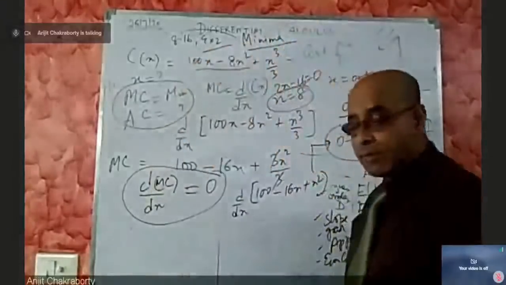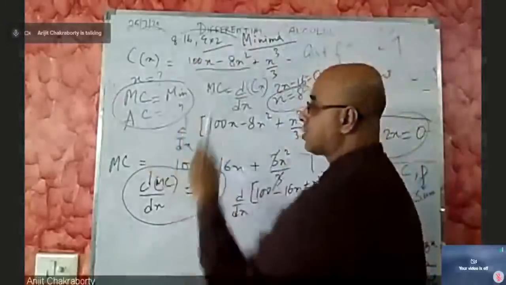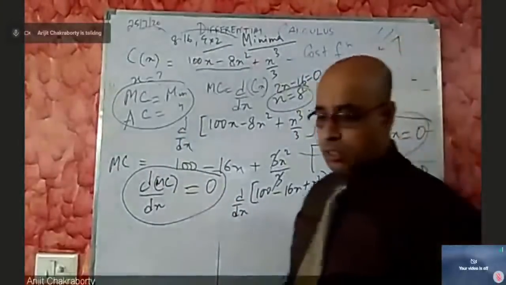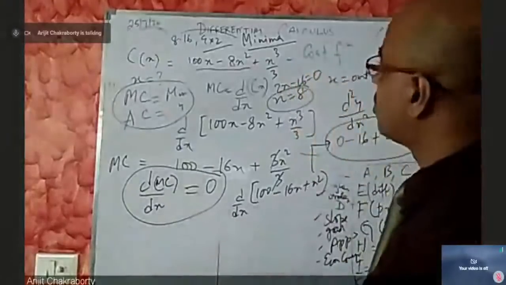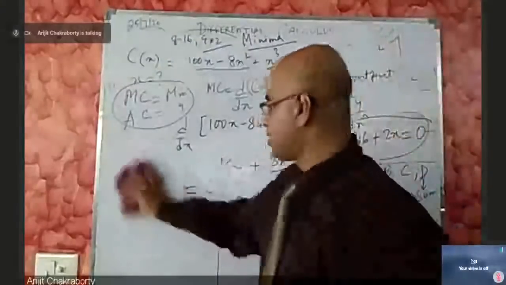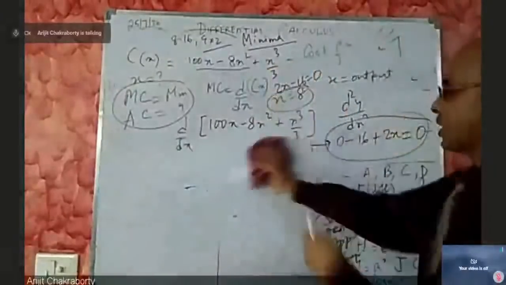Now we go to the average cost. The next question is when average cost is minimum. Okay, now we have already got the formula for the total cost. So I am rubbing this part. Marginal cost is done and the output is 8.